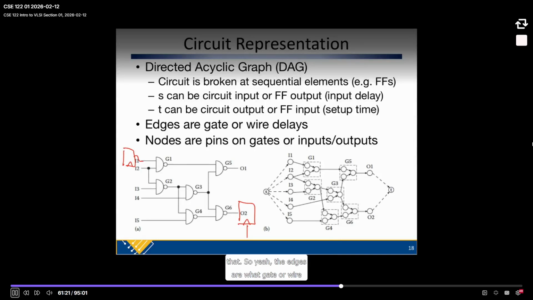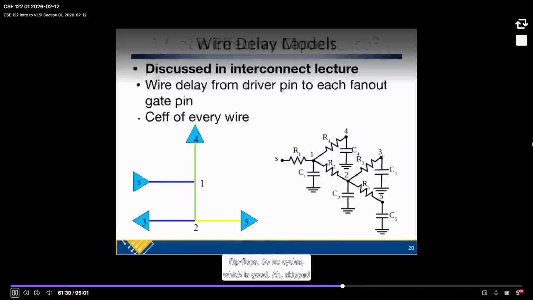So yeah, the edges are gate or wire delays, and then the nodes in this graph are pins of gates or inputs and outputs. All right? So we can represent any graph like this, and then it becomes a directed acyclic graph if we break it where we have flip-flops. So no cycles, which is good.